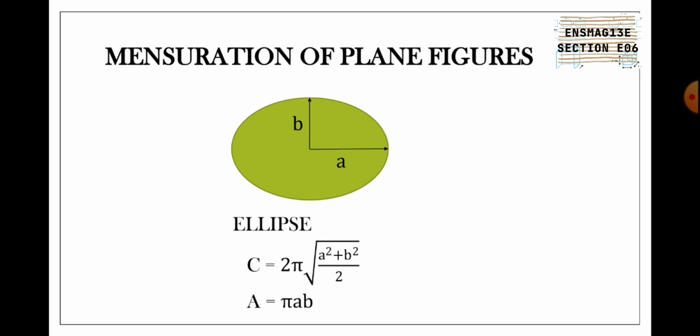To solve for the area, we simply multiply pi and your semi-major axis and the semi-minor axis, or area is equal to pi a times b.